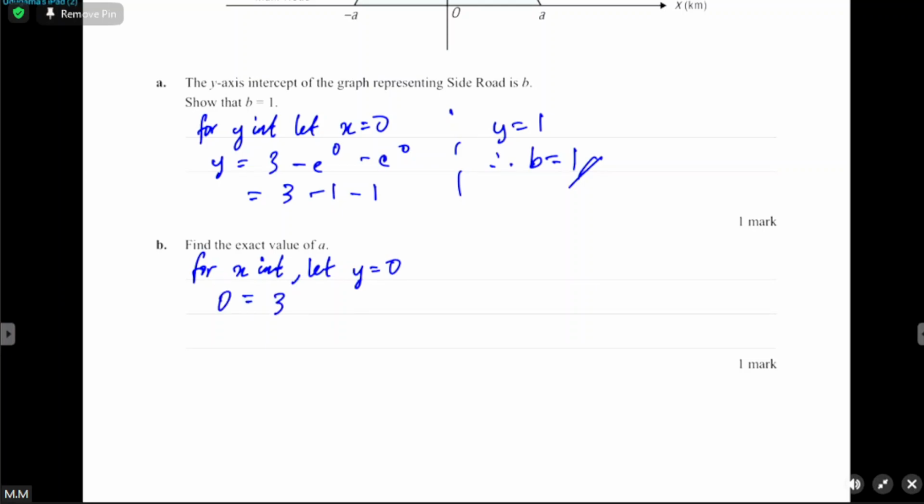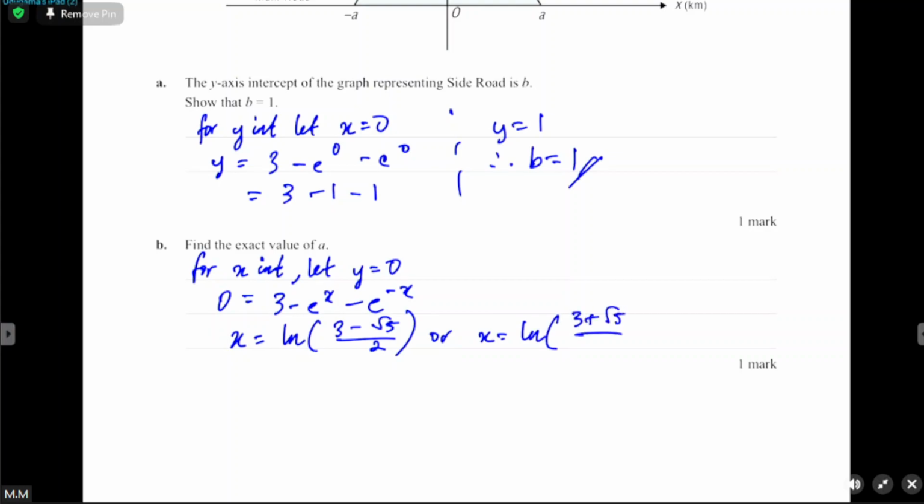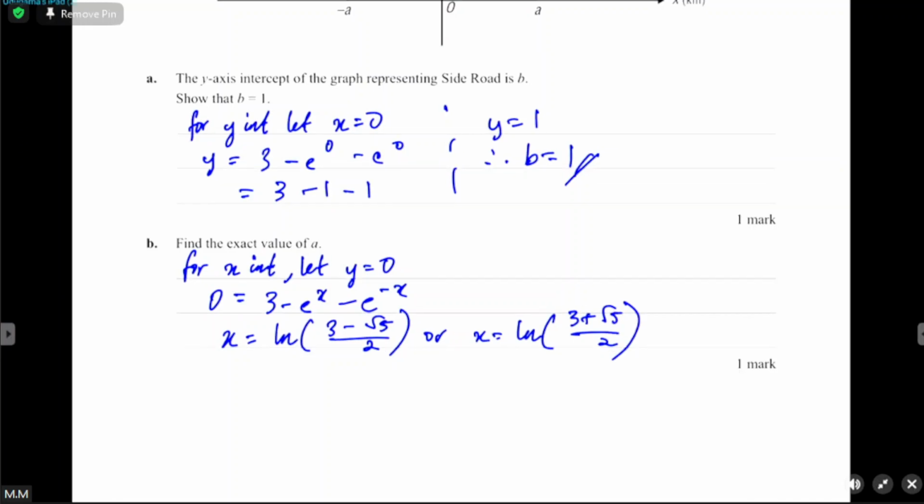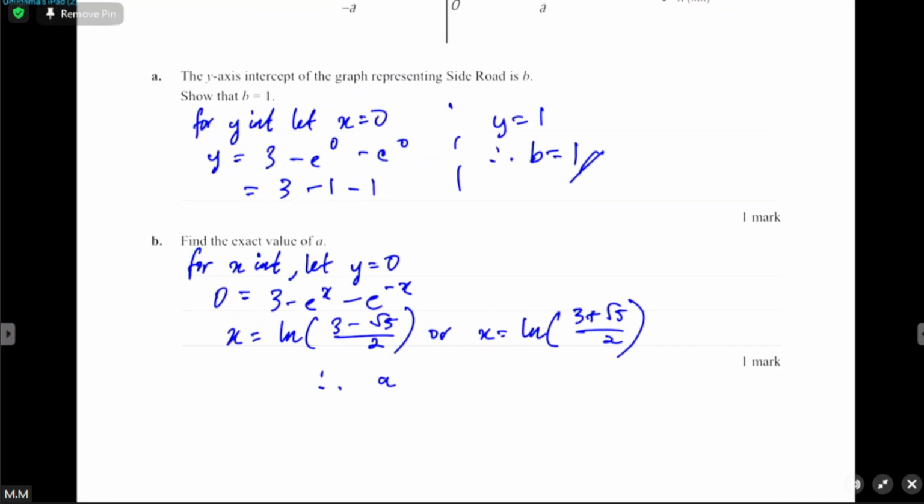For the x-intercept, let y equal 0. 0 is equal to 3 minus e to the x minus e to the minus x, and you just put that in your CAS and solve, and you get x is equal to ln of (3 minus root 5) on 2, or x is equal to ln of (3 plus root 5) on 2. I'm just going to take the positive because a here is positive and negative. So that means a here is ln of (3 plus root 5) on 2.